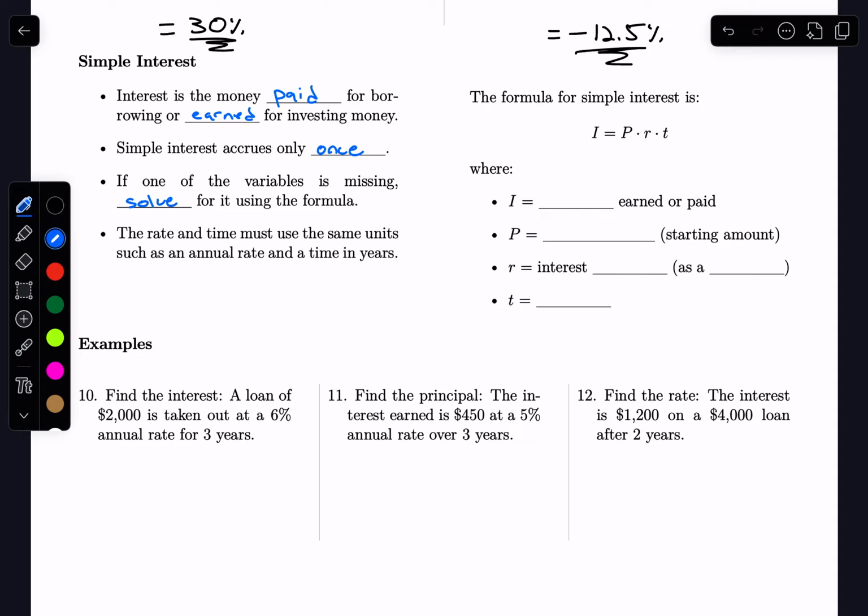All right, so now the formula is I equals PRT, where we multiply P times R times T. I is going to represent the interest that we are either earning or paying.